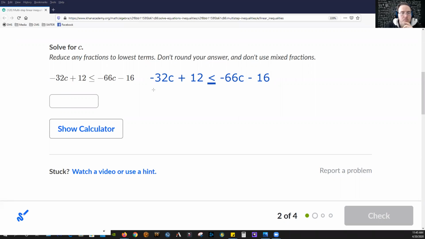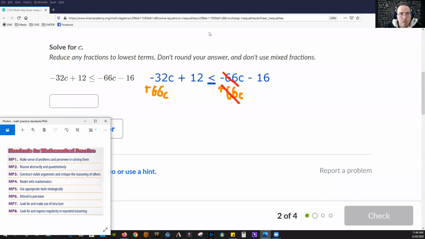I can't combine any like terms because this has a C on it and this does not. Now I want to make things positive if I can engineer it that way. So what I'm going to do is add 66C, that's the opposite of this, onto both sides. So that'll make these cancel out and make a 0, because if you're adding opposites, where's my math practice standards? Okay, so reason abstractly. If you add opposites, you get 0.